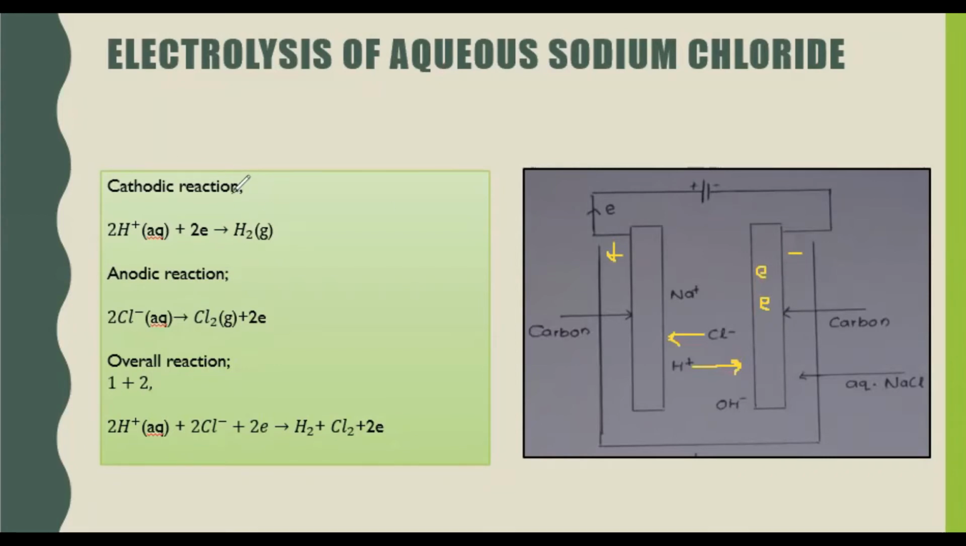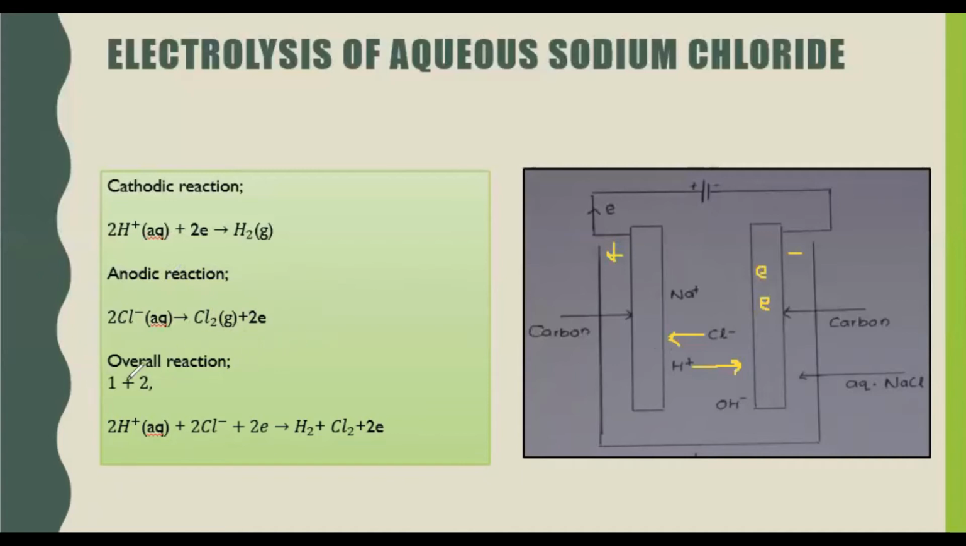So the cathodic reaction is two H plus ions combining with two electrons and producing hydrogen gas. Then here Cl minus is coming towards this electrode and it is releasing electrons. That means removal of electrons. Removal of electrons means oxidation is taking place. Oxidation always takes place at the anode. So this becomes the anode and the anodic reaction is 2Cl minus producing chlorine gas by releasing 2 electrons.